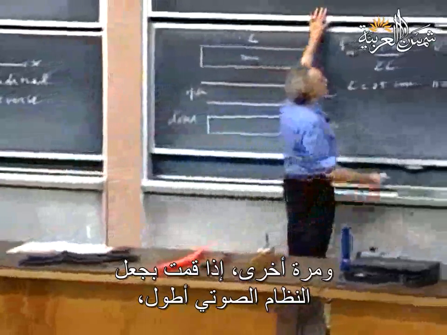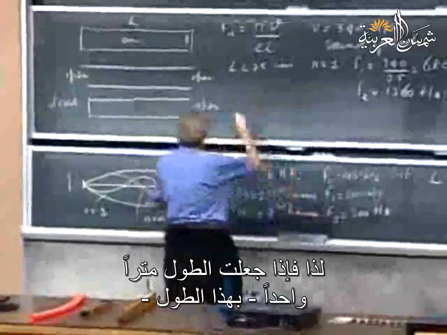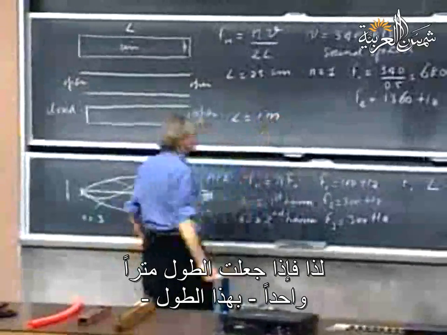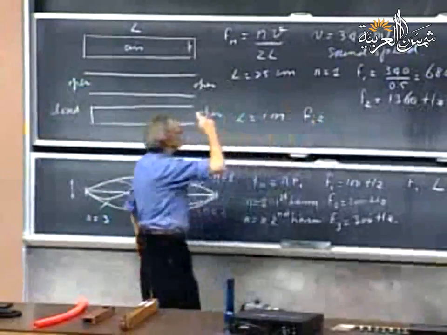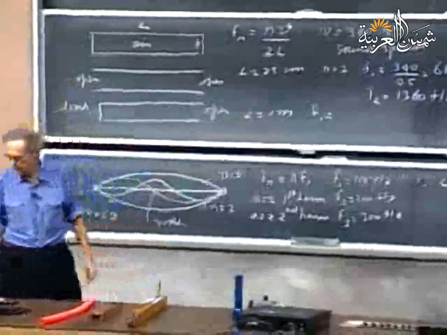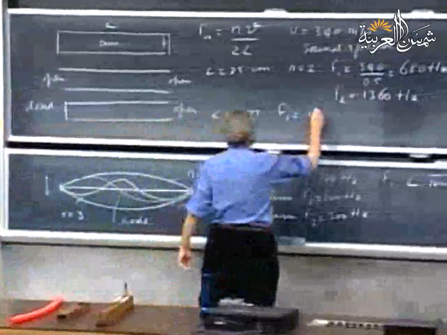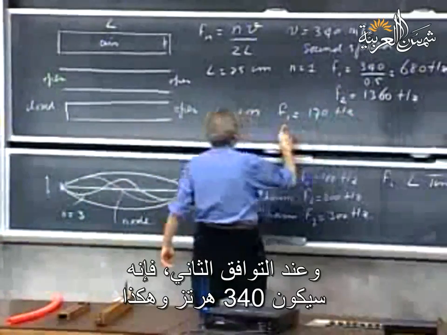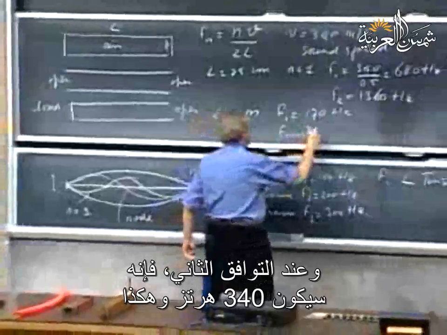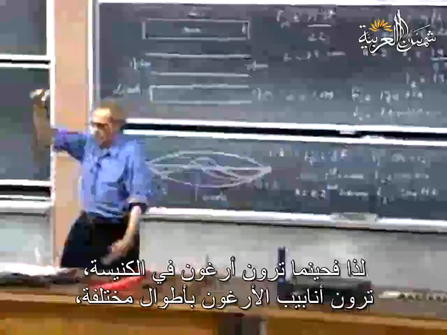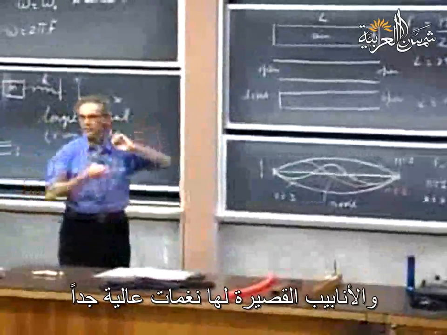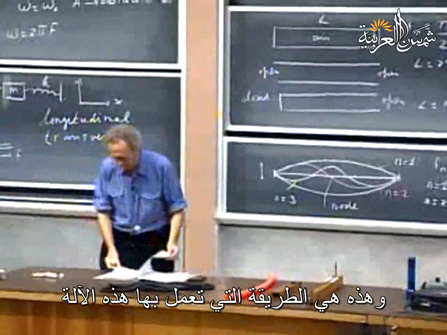So again, you see that if I make the system longer, then I get lower frequencies. So if I make the length 1 meter, this big, then I would get a frequency f1, which is about 4 times lower than the one that I have there, which is 170 hertz. And the second harmonic would then be 340 hertz, and so on. So when you see an organ in a church, you see all these organ pipes, different lengths. The long ones have the very low tones, and the short ones have the very high tones. And that is the way that these instruments work.